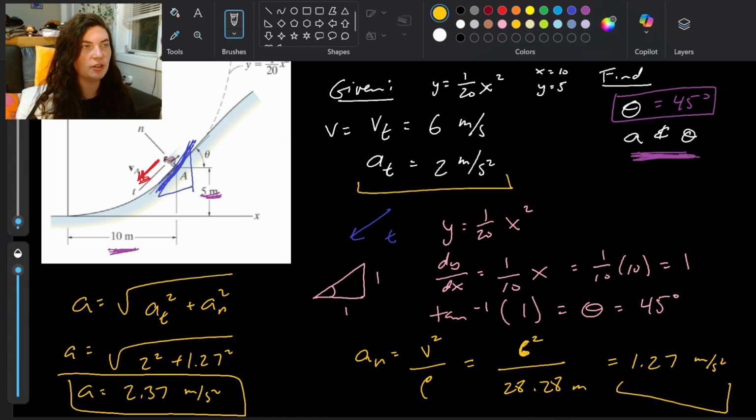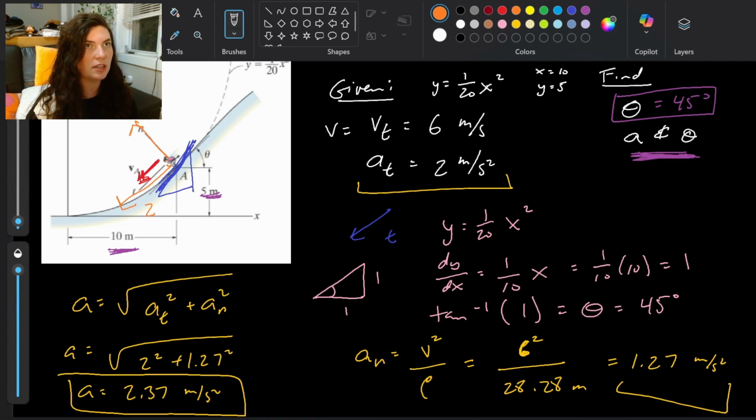Now, how do I find its direction? If I have an acceleration going in the tangential direction of 2 meters per second squared, and then in the normal direction of 1.27 meters per second squared, I'm still going to treat it just like I did with velocity, or just like I would with any kind of ratio problem. Just understanding that what I'm getting isn't with respect to the x-axis when I do this arctangent.